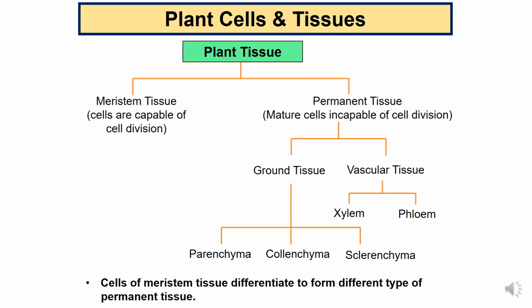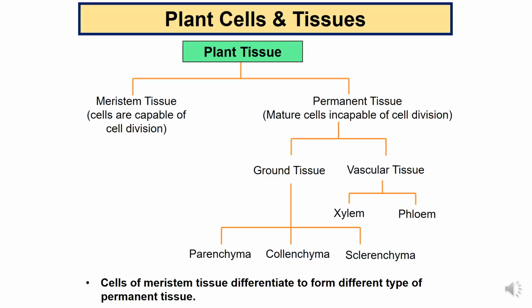Class, let us proceed with plant cells and tissues. Plant tissue is basically divided into two main tissues, which are the meristematic tissues and the permanent tissues. The meristematic tissues refer to the cells which are able to undergo cell division, whereas the permanent tissue refers to mature cells which are not able to divide anymore.